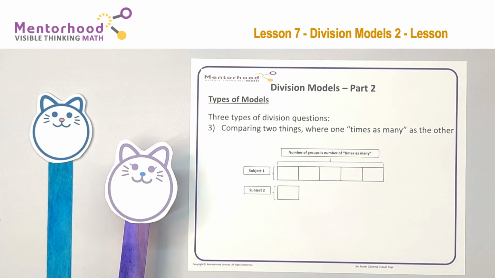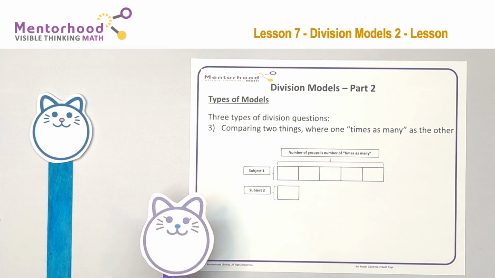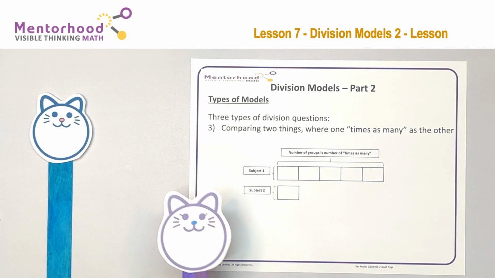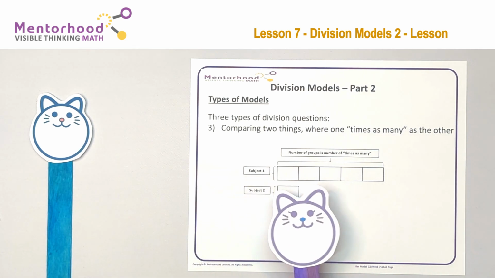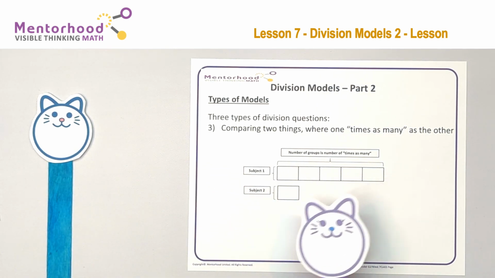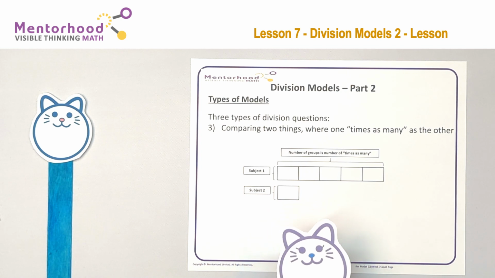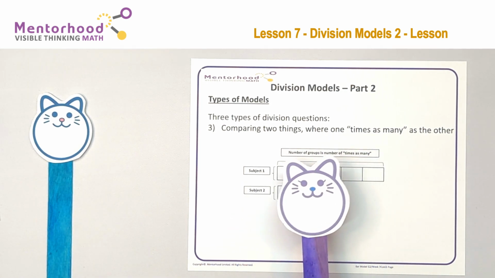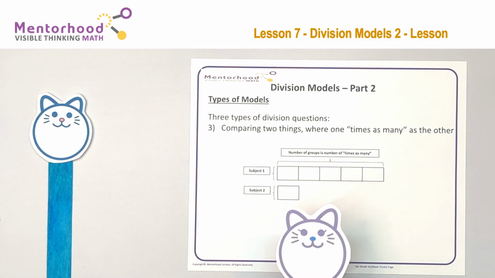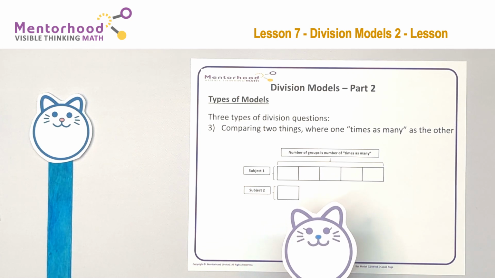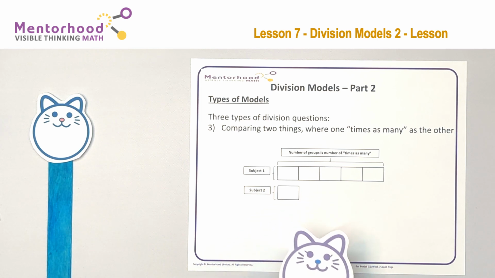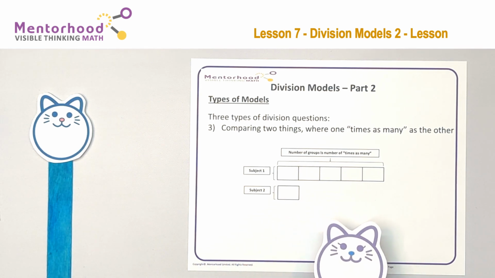With a comparison model, you'll have two different subjects. Maybe they're people, maybe they're types of fruit, they can be anything. And you're comparing the number in one subject to the number in the other. And when it comes to a division model, the number in the one is going to be a certain number of times as many as the other one. Very similar to multiplication, except in this case, you're taking a total and dividing it into the groups, instead of calculating the total with multiplication.